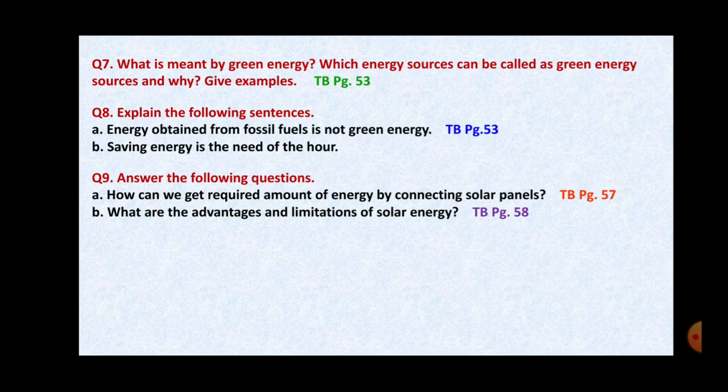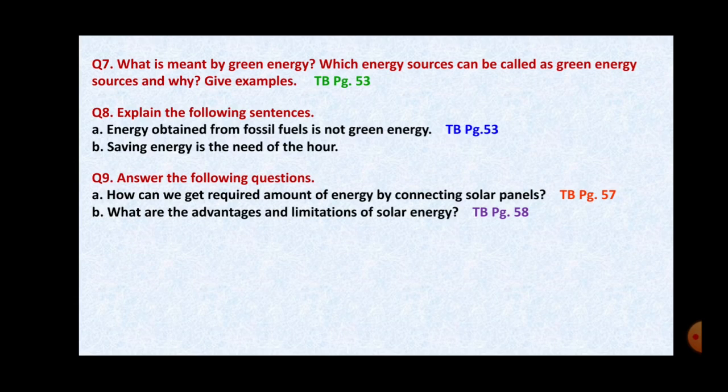The very first limitation is that sunlight is available only during the daytime, right? So the electricity can be generated through solar energy only during the daytime. Then during the rainy season and on cloudy days, the power generation will not take place, right?